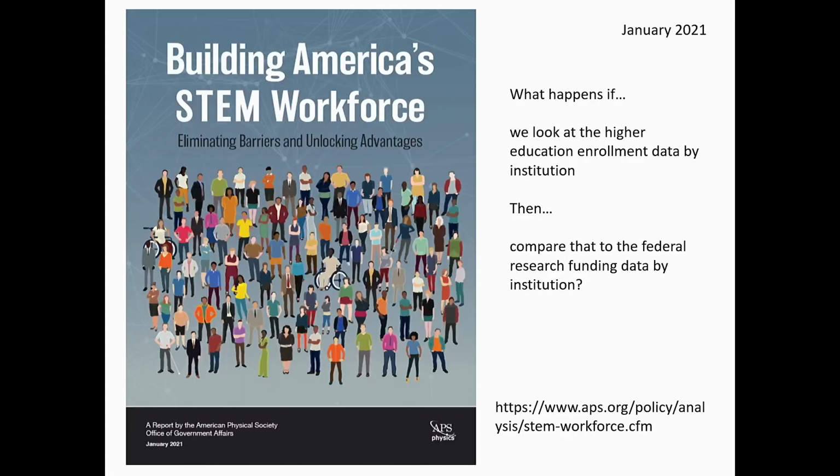Okay, let me keep going. In talking about these questions with my friends at the American Physical Society DC office, we asked the question, what happens if you just look at the enrollment data by institution and compare that to the federal research funding data by institution? What are you going to see?